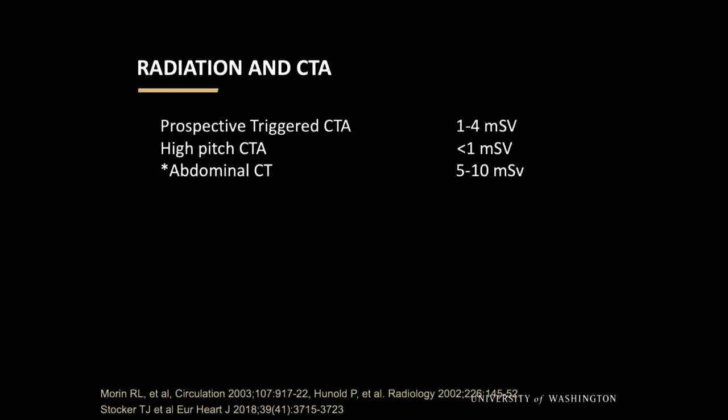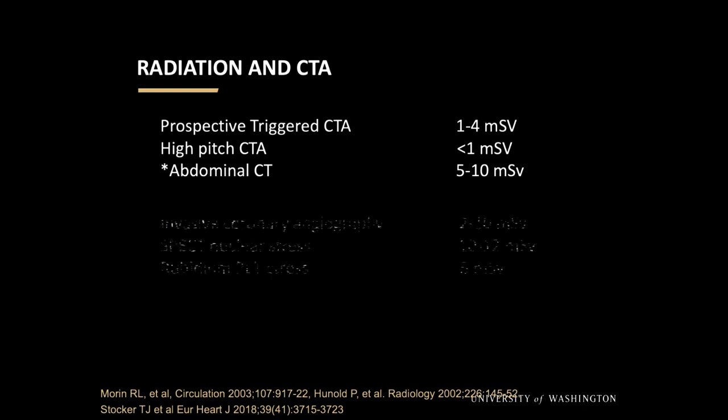So what about the radiation? I mean, this is a big thing that people always talk about. The top is a protocol we typically use. It's a prospective triggered CTA. And the radiation there is 1 to 4 millisieverts, and here at UW, it's usually 3 to 4. Some of the newer technology, these high-pitch CTA scanners they have at Harborview, can get down to less than a millisievert. And just for reference, an abdominal CT is on the range of 5 to 10 millisieverts.